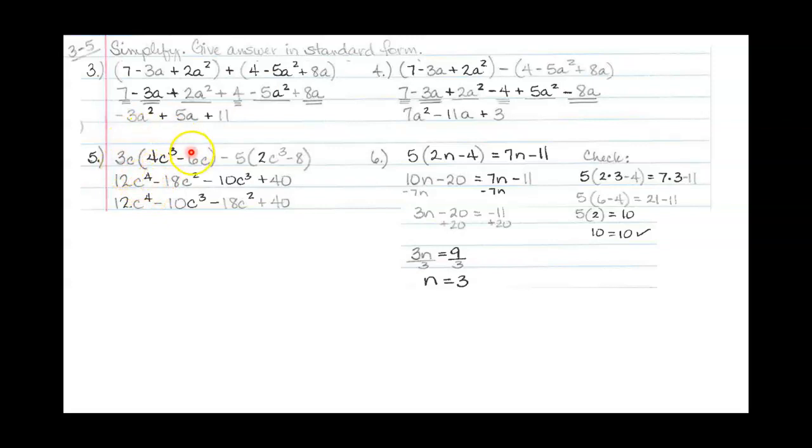Then 3 times negative 6 is negative 18. c times c would be c squared. So again, c to the first times c to the first. 1 plus 1 would be 2. And then negative 5 times 2 would be negative 10, c to the third. And negative 5 times negative 8 would be positive 40.